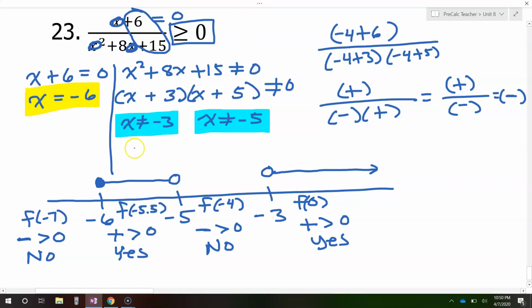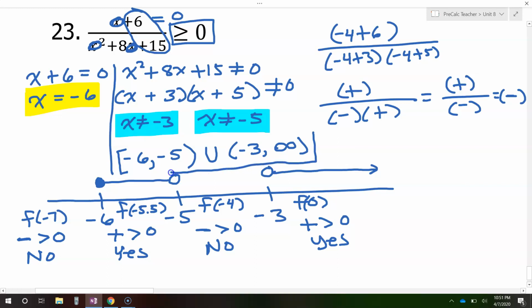Now it is time for the interval notation. So this first little portion right here goes from negative 6 to negative 5. And we'll go bracket and parentheses because closed circle, open circle. Union negative 3 to infinity, with parentheses because it's an open circle. All right, so this interval notation is the solution to the whole problem.